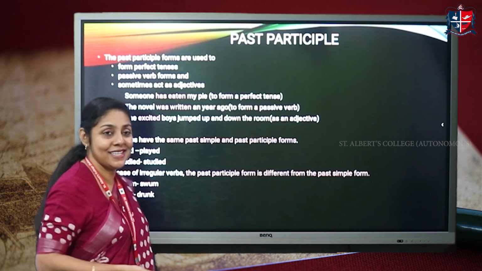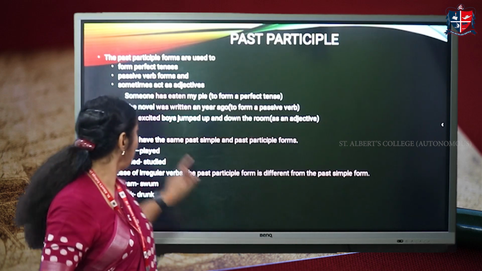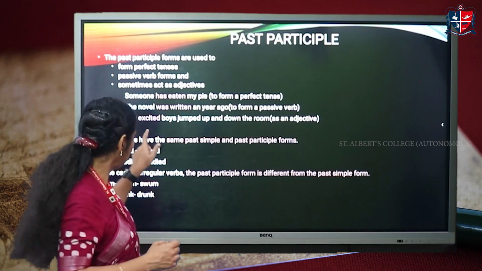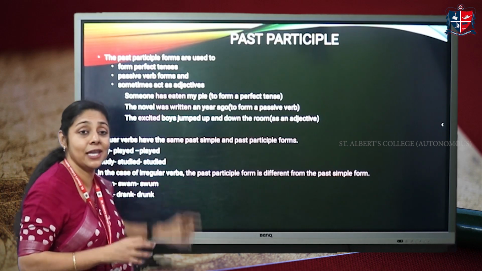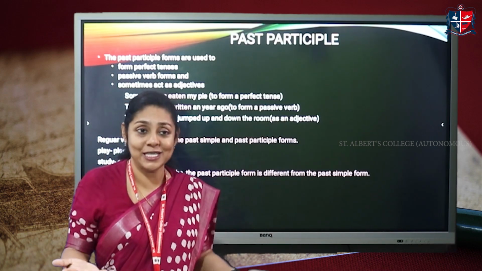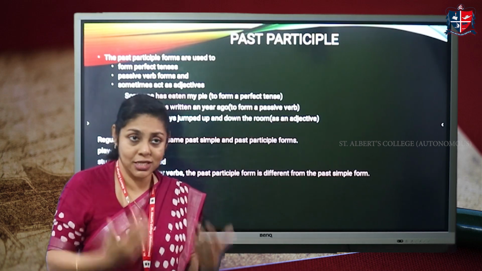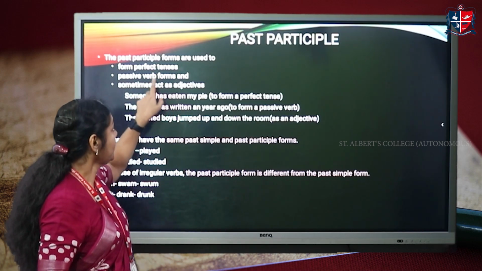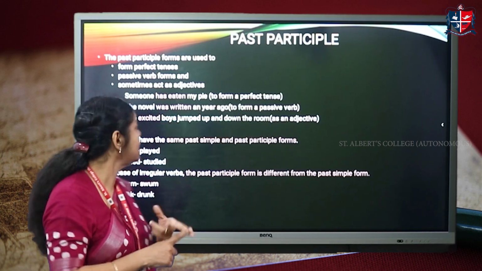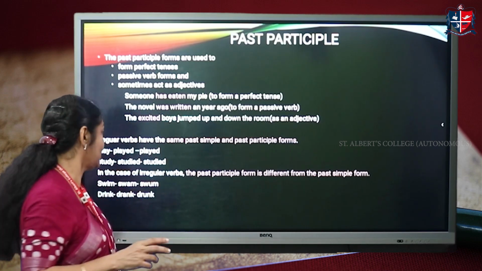And look at the third sentence. The excited boys jumped up and down the room. Here, excited is a past participle, the ed form. But again, we see that this is used to define the noun boys. It qualifies the noun boys. It tells us something about the boys. What does it tell us? It tells us that the boys are excited. So it is used as an adjective. So we realize that past participles can be used to form perfect tenses. They can be used as passive verbs and they can also act as adjectives.